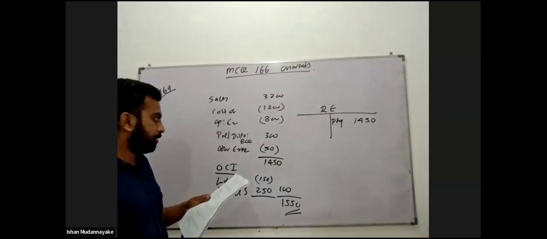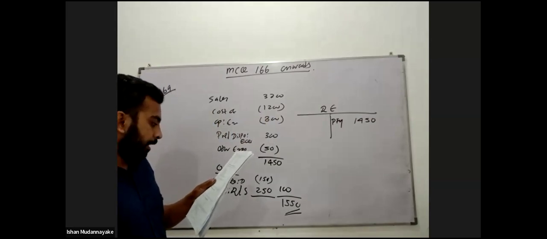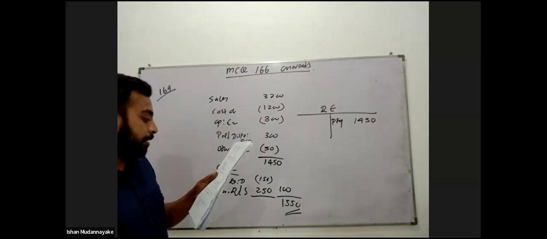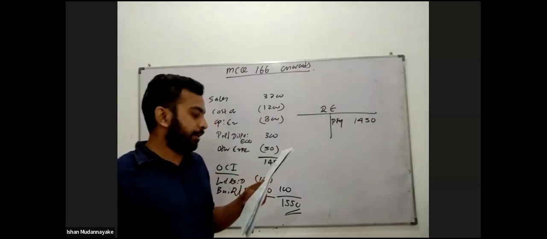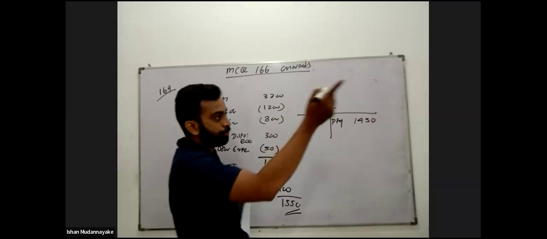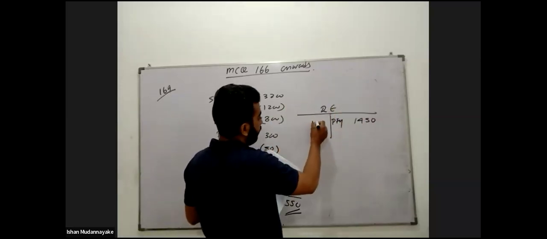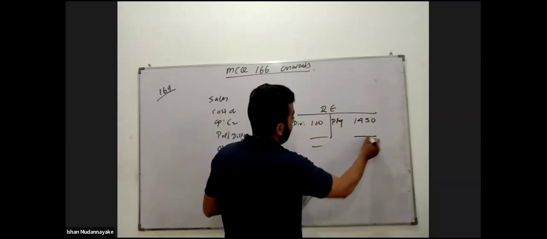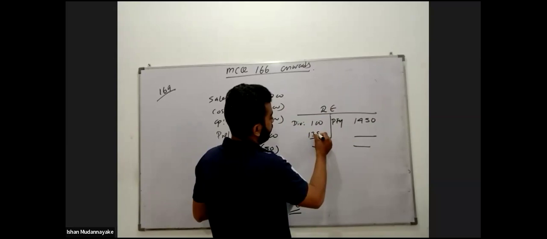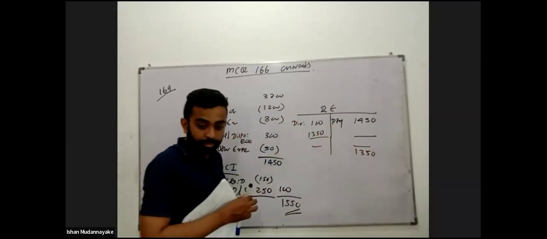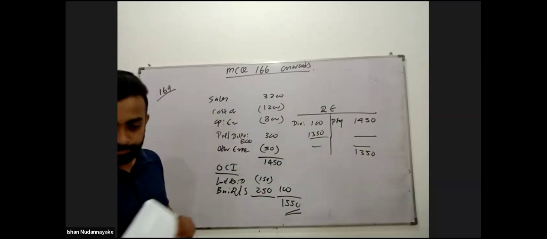And then in this question, interim dividend paid, how much? 100. Cash book credit, retained earnings account debit 100. Okay, dividend payment. Then remaining retained earnings, how much? 1,350. Remaining retained earnings amount is 1,350.